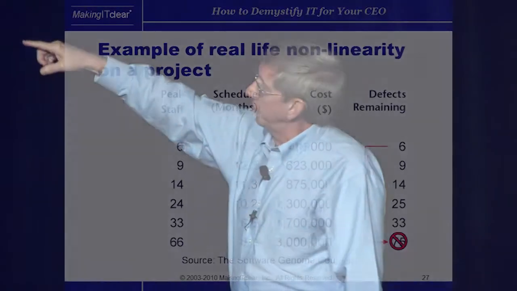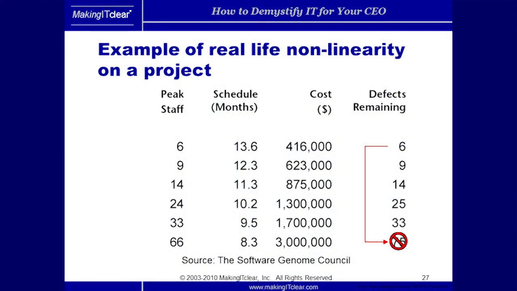They wanted it faster. And so the IT group went through a successive set of estimates on what it would take to be able to bring the time down. And they finally ended up with, they brought it from 13.6 months down to 8.3 months, but only by multiplying the labor by a factor of 11 and multiplying the cost by a factor of 7. Okay. That's nonlinearity in action.